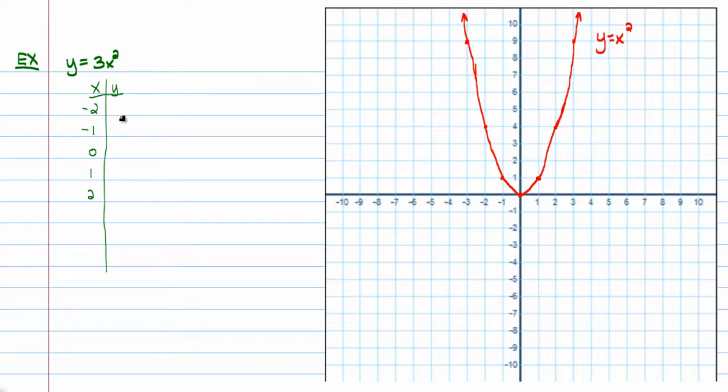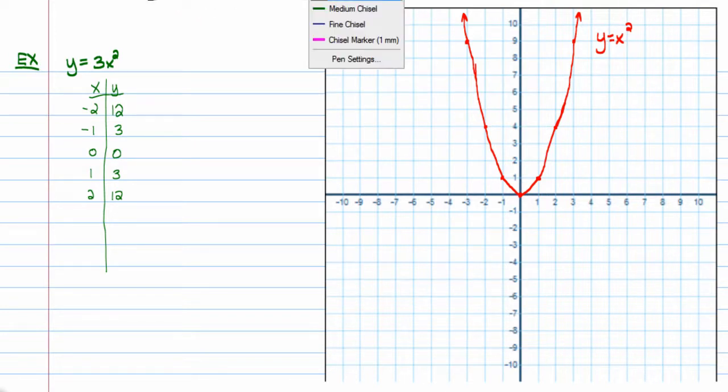When x is negative 2, we get negative 2 squared, which is 4, times 3, which is 12. When you plug in negative 1, you get negative 1 squared, which is 1, times 3, which is 3. Plug in 0, you get 0, and so on and so forth. So let's go ahead and plot these points. I'll plot these in this obnoxious looking purple color. It's a different size pen there.